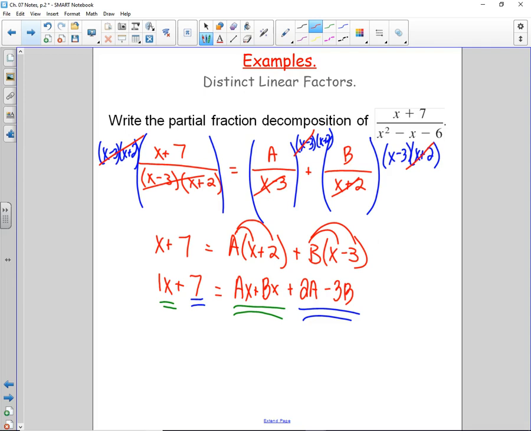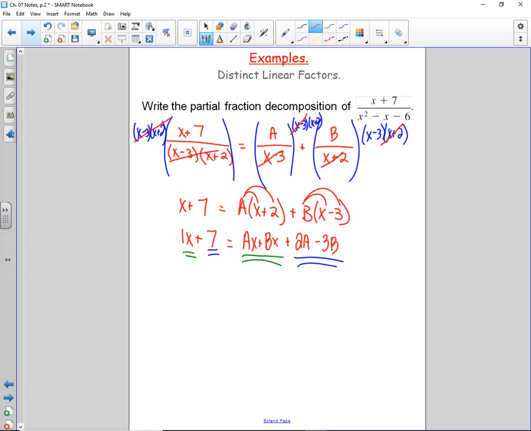The x terms must have made the x term, right? And the non-x terms must make the 7. So check it and see if this makes sense. So 1x must come from a plus bx. Pause. Do you see what I did? A plus b combines with the x term.